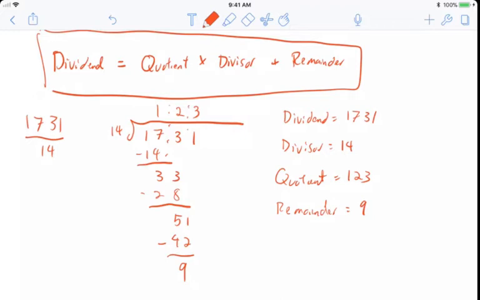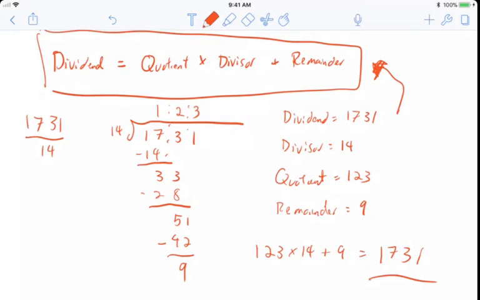Now for the fun part. Let's combine them all like this. So the quotient is 123. The divisor is 14 plus 9. What's that equal to? 123 times 14 plus 9. 1731. Hooray! It's the same number. Okay, you see?